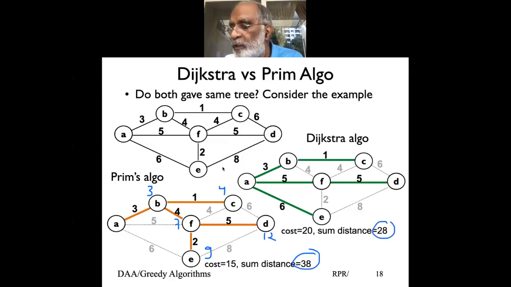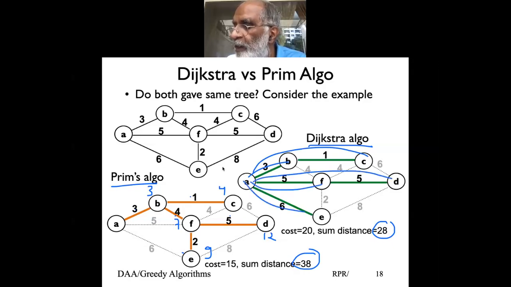So of the two algorithms, Prim is basically the cost of a spanning tree. We look at the cost of each edge, but in the Dijkstra algorithm we look at the minimum distance from the source to all other vertices. We look at A to B, A to F, A to D, A to E. The two have different purposes and one cannot be applied in place of the other.